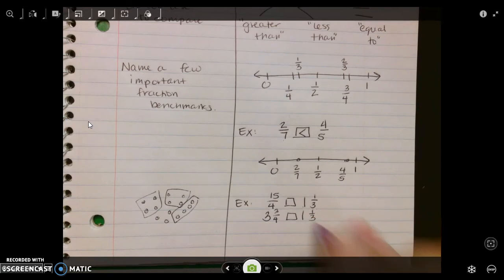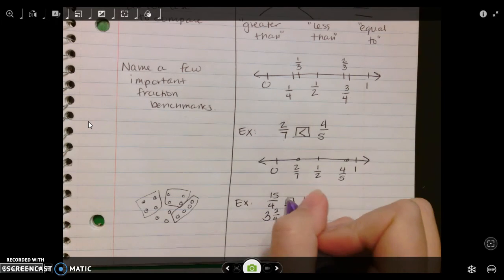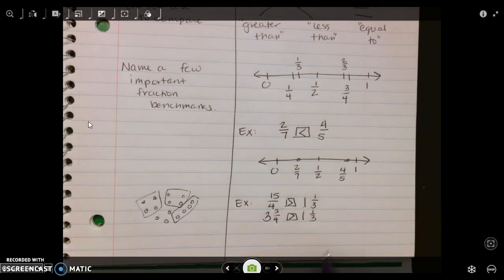And now this is my problem that I'm comparing. 3 3/4 compared to 1 1/3. Okay, well, 3 is greater than 1. So already that symbol is what goes in there. And 15/4 is greater than 1 1/3. And that's what I can do when I have improper fractions and mixed numbers.